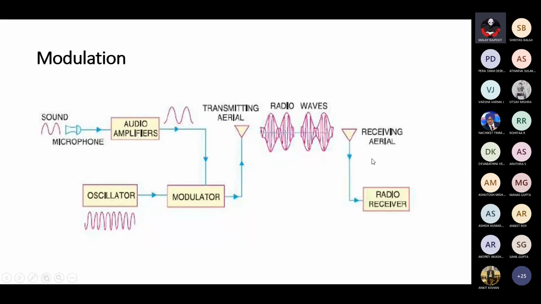On the receiver side, we use a receiving antenna, and then it is given to a radio receiver. So this is how we generally modulate, transmit over air, and receive. In the receiver section we will have several other components, which are not shown here; the radio receiver is simply shown.